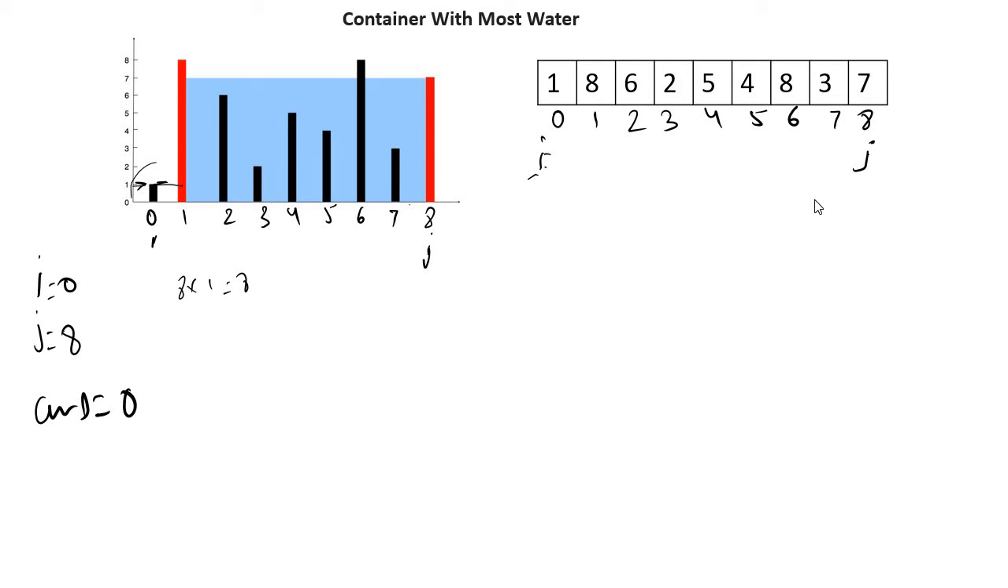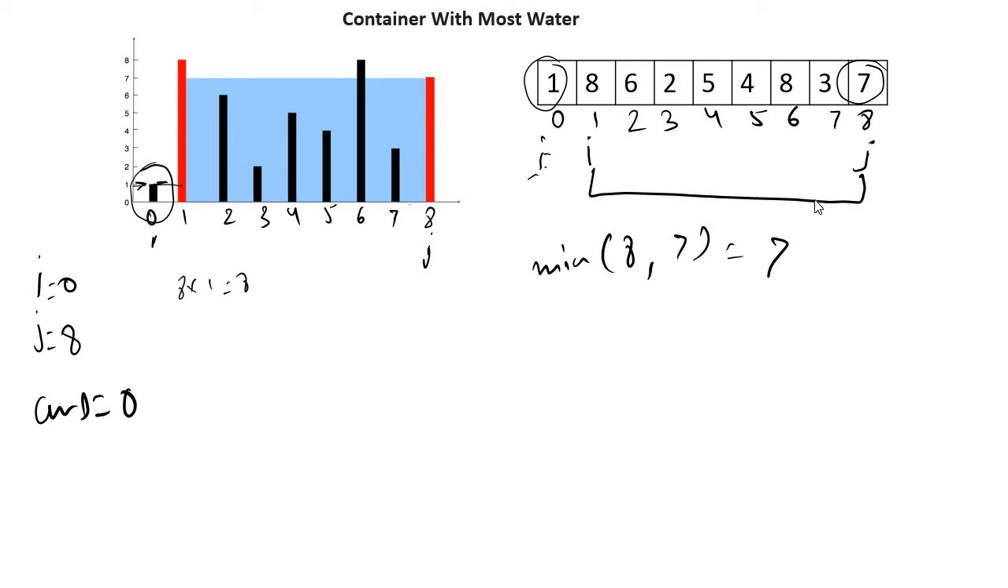As the value at the 0th index is smaller, 1 is smaller than 7, we'll increase i, so i will move to the next index. In this case, the minimum of 8 and 7 is 7, and the gap between j and i is 8 minus 1, which is 7, so 7 into 7 equal to 49. So our answer is 49, and we replace the answer with 49.